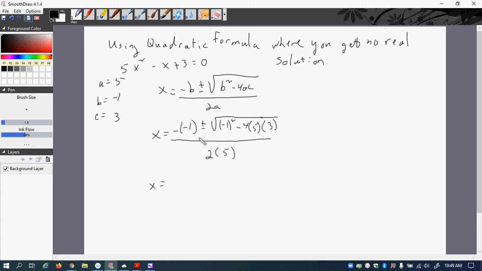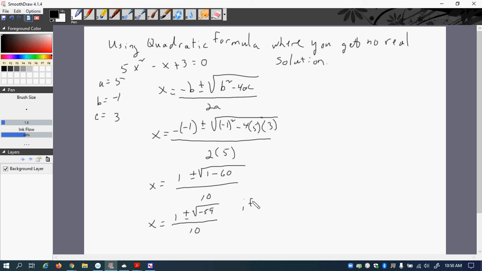So start to simplify it. So this is positive. Negative 1 squared is 1. Negative times all these positives makes it negative. 4 times 5 is 20, and 20 times 3 is 60. And then 2 times 5 is 10. So now we have the square root of 1 minus 60, which is negative 59, divided by 10.